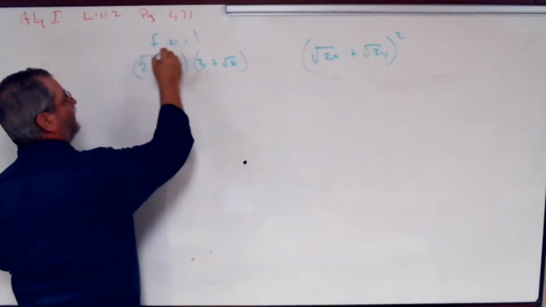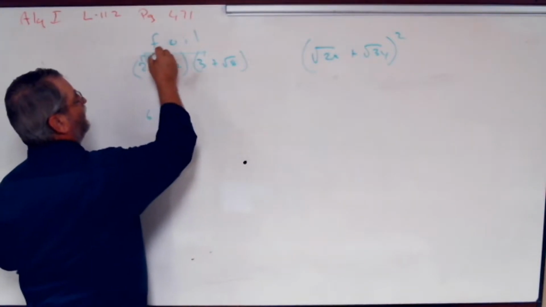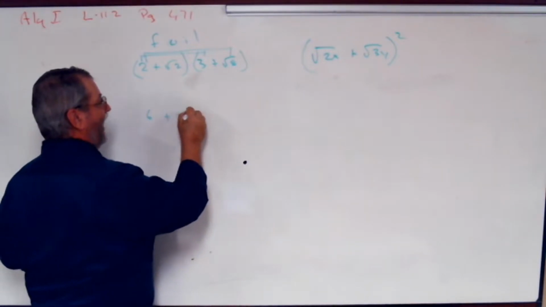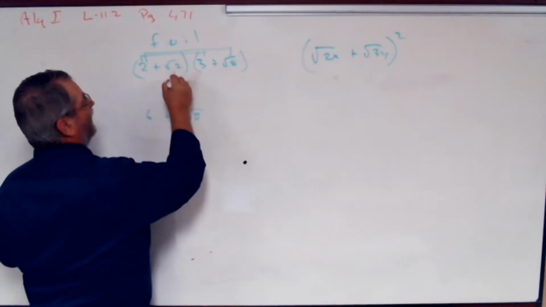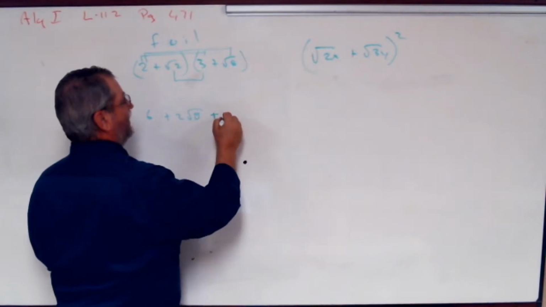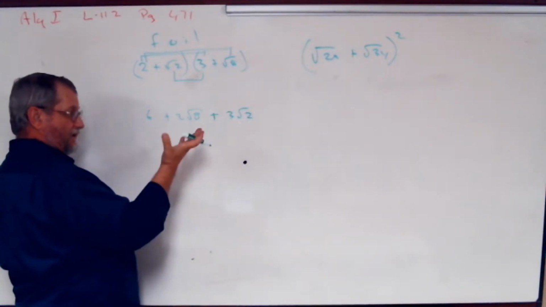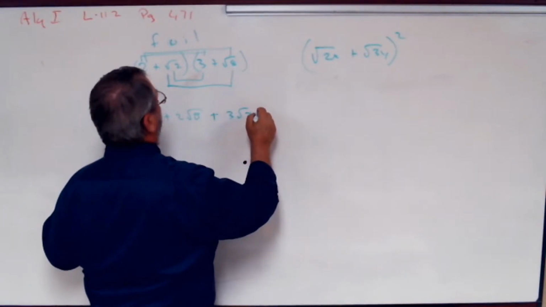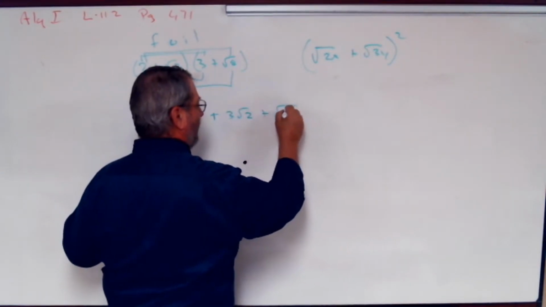Okay, so we go 2 times 3. Don't add. That's 6. We go 2 times radical 8, and it's a plus, so it's 2 times radical 8. That's not that difficult. Right here, we're going to go radical 2 times 3, plus 3 radical 2. Okay, it just is what it is. Right here, radical 2 times radical 8, and that's a plus. 2 times 8 is 16, radical 16.